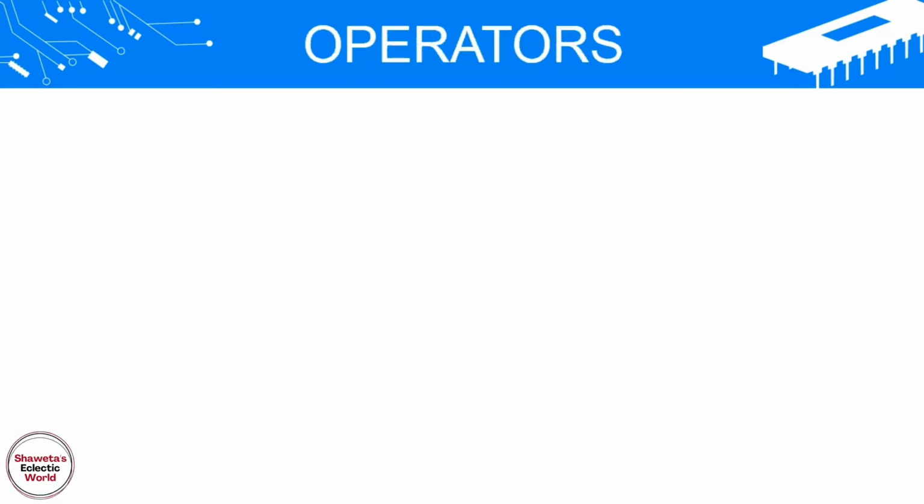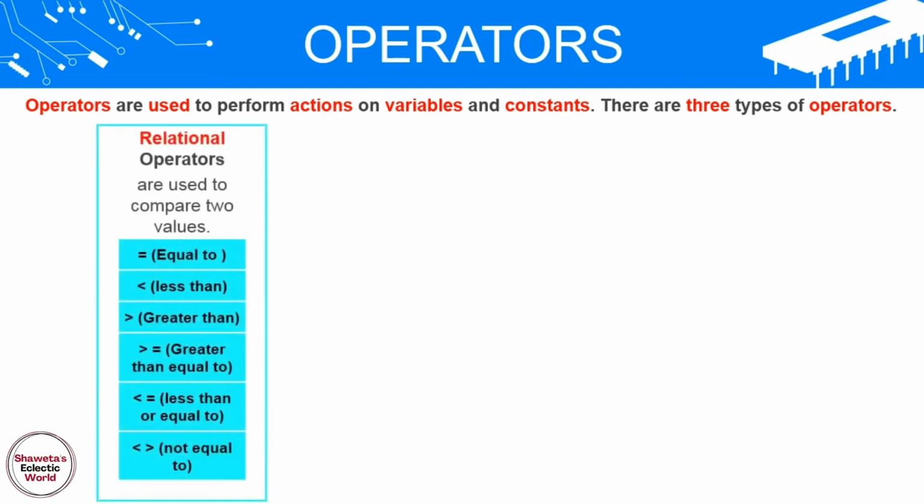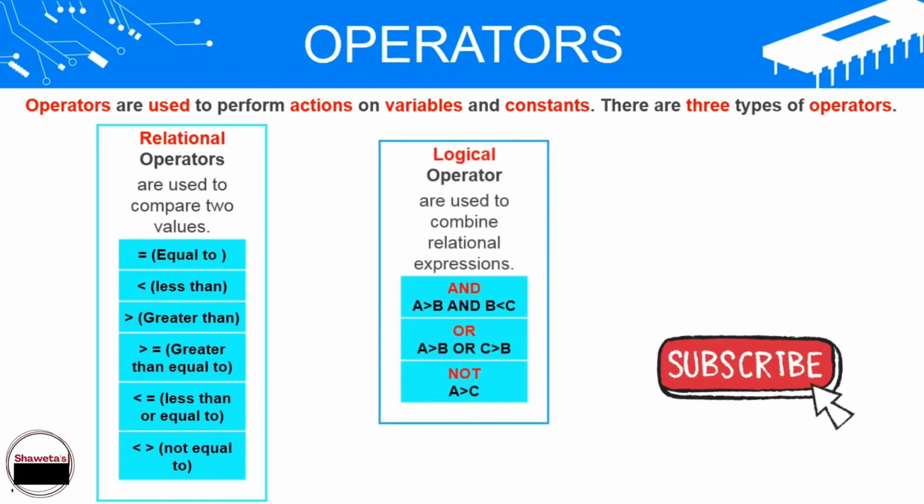After this, we will discuss operators. Operators are used to perform actions on variables and constants. There are three types of operators. First is relational operators. They are used to compare two values. The output is either true or false. Equal to, less than, greater than, greater than or equal to, less than or equal to, and not equal to are relational operators.